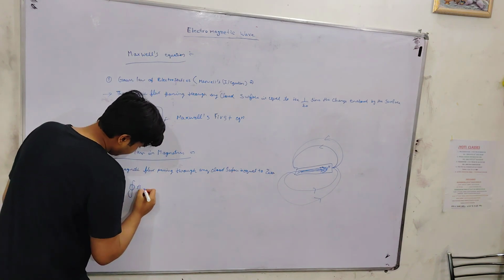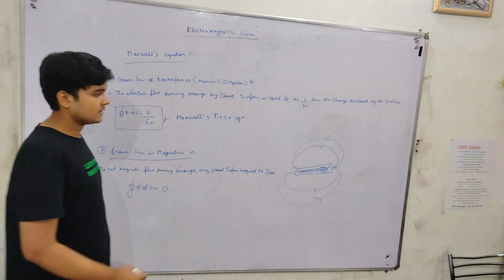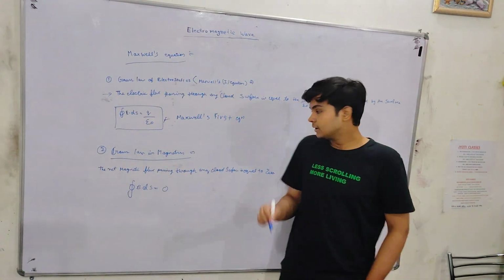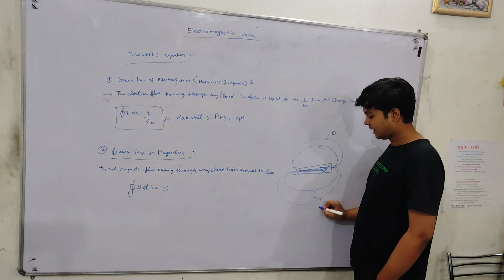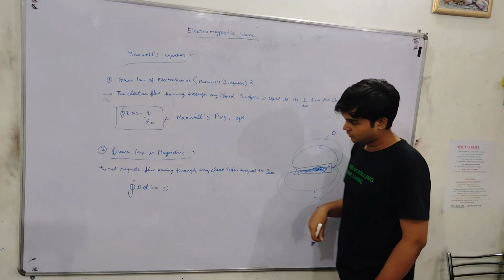Closed surface integral of B dot dS equals 0. This is the formula, and this is the diagram to remember it. The net magnetic flux outside the magnet is 0. Only the flux inside the magnet is calculated.